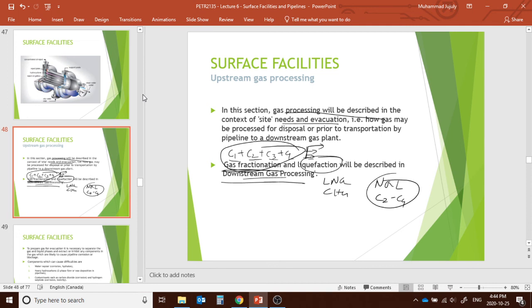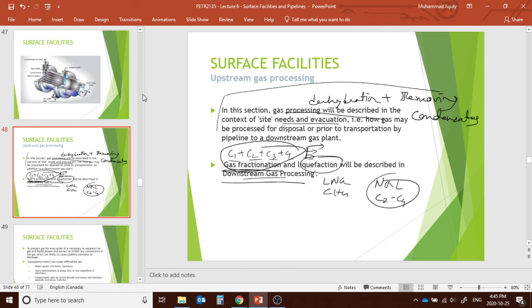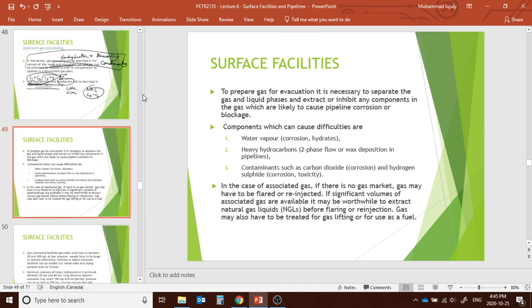And what is the upstream gas processing? The upstream gas processing is dehydration and removing condensates, gas condensates. So this is more like upstream gas processing. Okay, so let's do that.